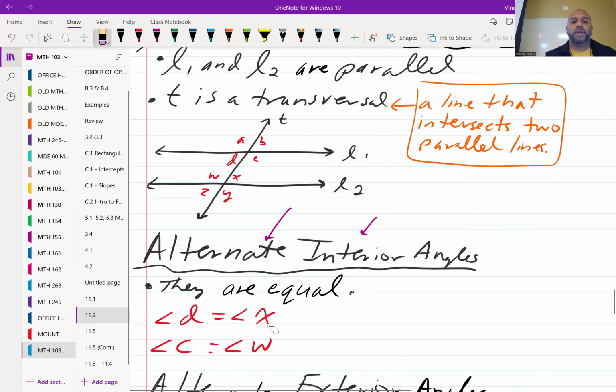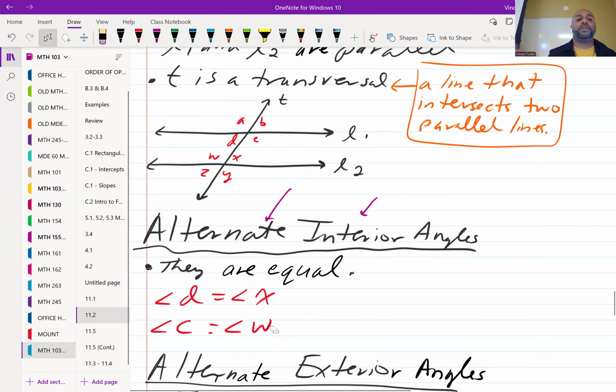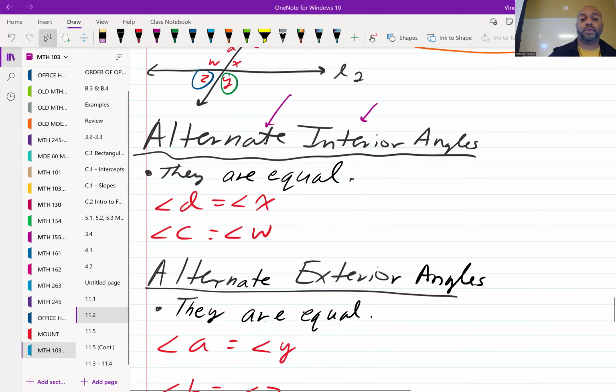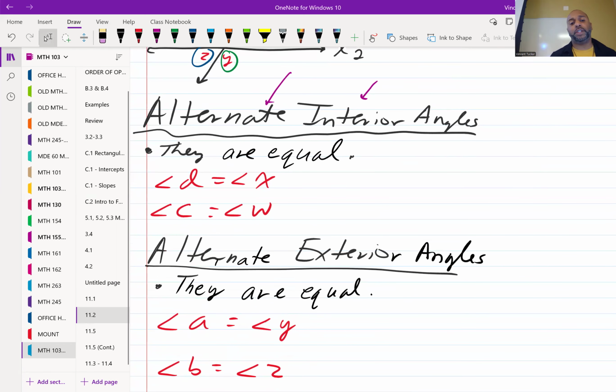All right. Next one is alternate exterior angles. So we're talking about these outside angles now, exterior, but then alternate. So that means A and Y, and then B and Z are going to be equal to each other. So A is equal to Y, B is equal to Z.